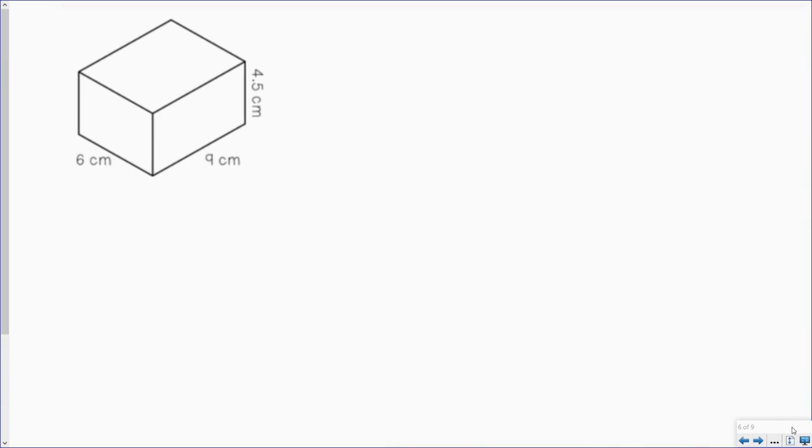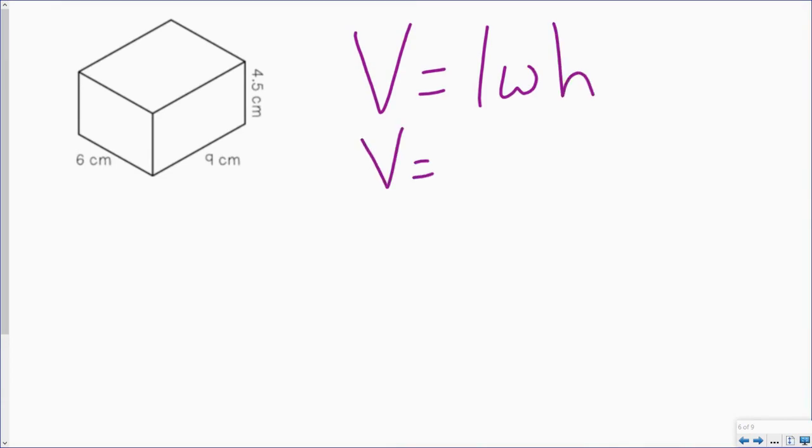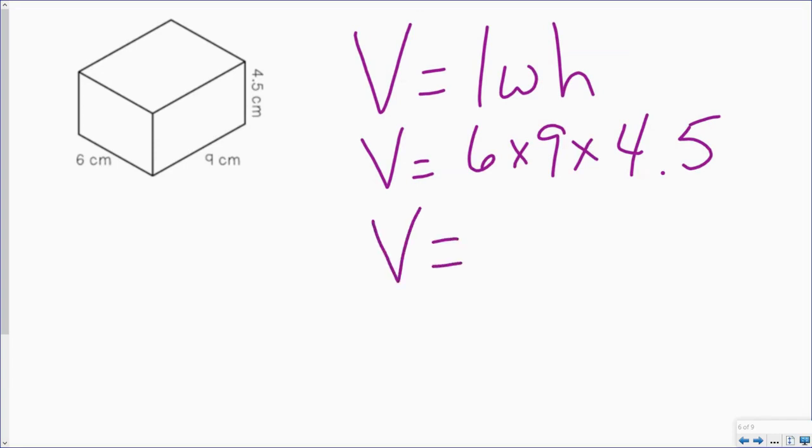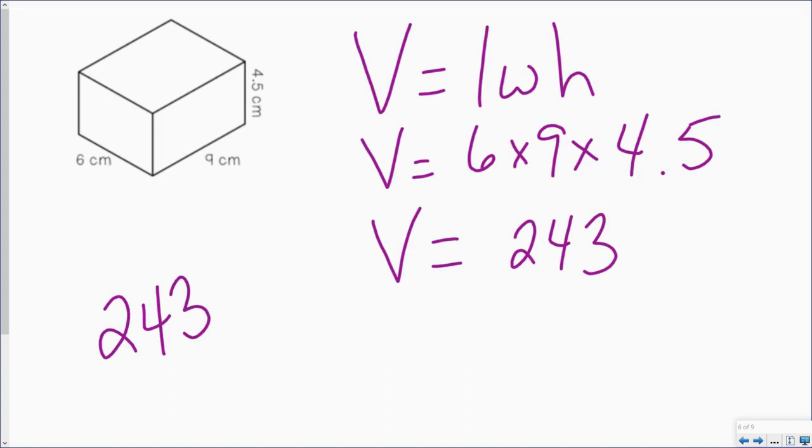Here we have this 3D object. So again, I'm going to write my equation. V equals length times width times height. And I'm going to substitute my numbers in. So V equals 6 multiplied by 9 multiplied by 4.5. That gives me V is equal to 243. So my volume for this figure is 243, and my label is centimeters, so it'd be centimeters cubed.